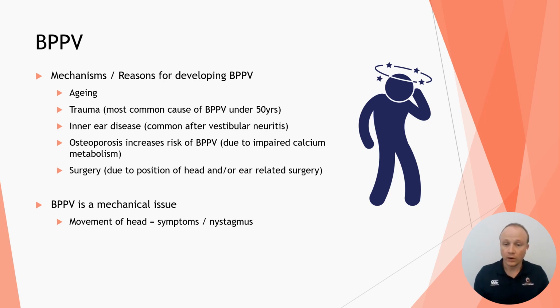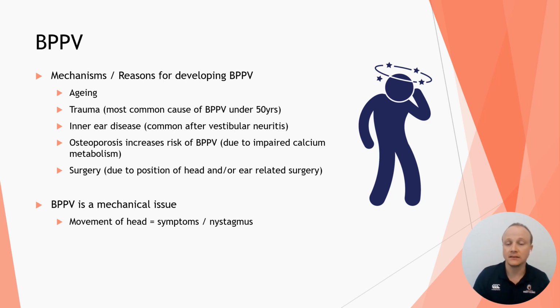So why do we get it? Age comes into it, like I said. That's one of the reasons potentially for developing BPPV. Trauma: for anyone under the age of 50, this is the most common cause of BPPV. Things like car accidents, head trauma, brain-related injuries, heavy football tackles, concussions, for example. Anyone who may experience ongoing dizziness or vertigo symptoms should get investigated.